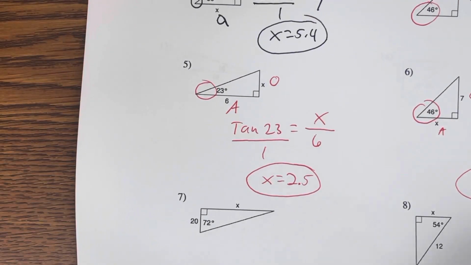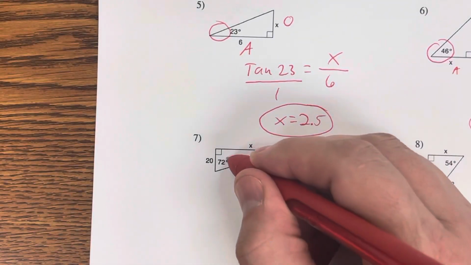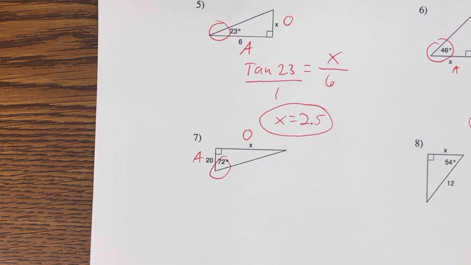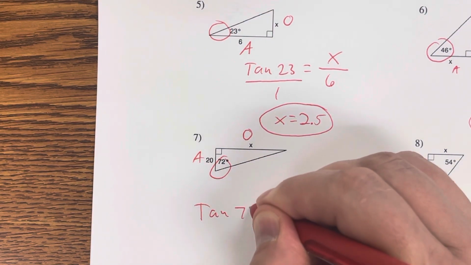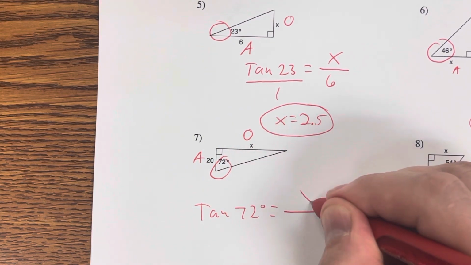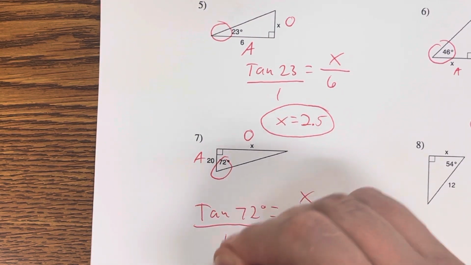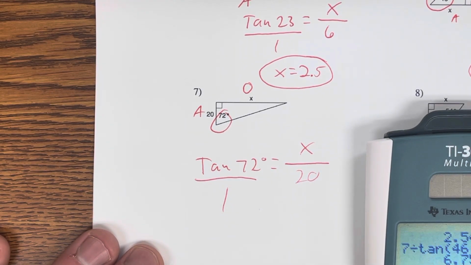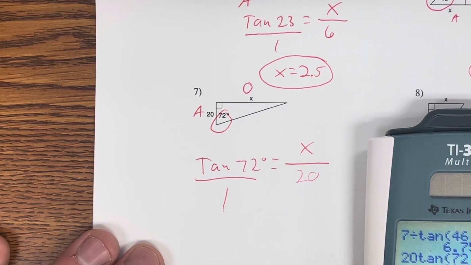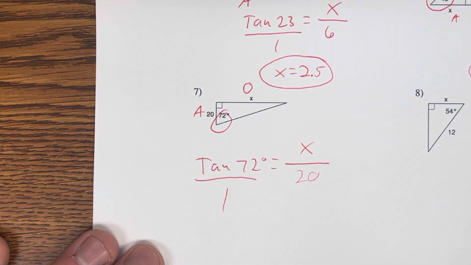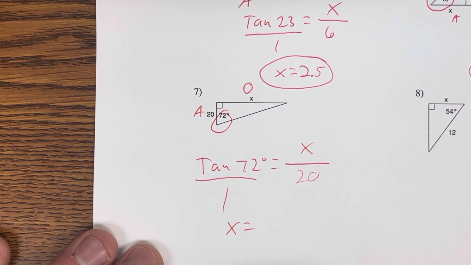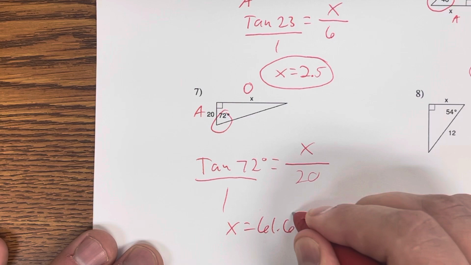And 2 left. Reference angle 72. Opposite, adjacent. O and A, tangent. Tangent 72 degrees equals opposite x over adjacent 20. Put it over 1. We'll cross multiply to solve, and when I cross multiply, I get 61.55. So that'd be 61.6.